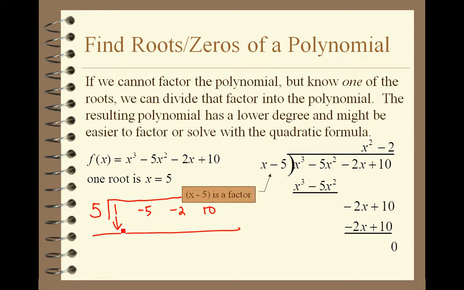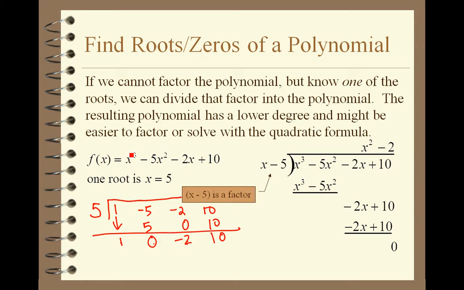Always bring down the first number, 1. 1 times 5 is 5. That's 0. 0 times 5 is 0. -2. -2 times 5 is -10. 0 remainder. So this proves that 5 is actually a root because the remainder is 0 here. Now how do we write 1, 0, -2 as the remaining factor?